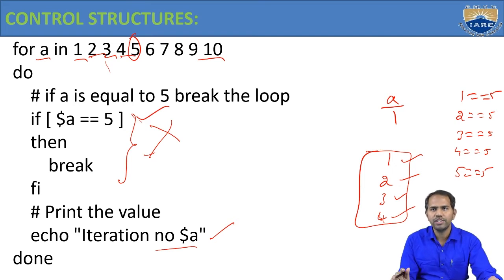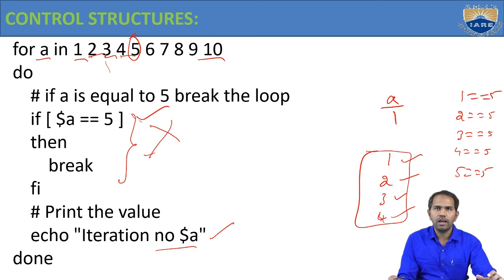Whenever the fifth condition is reached, I am using break. Break totally breaks the for loop. Whenever this condition is satisfied, it breaks totally. So break is a keyword that breaks all statements, including the if and the for loop. So the final output is iteration number 1, 2, 3, 4 only. Remember here, in the for loop the variable a takes the values one by one.